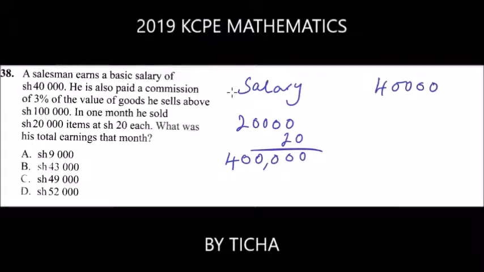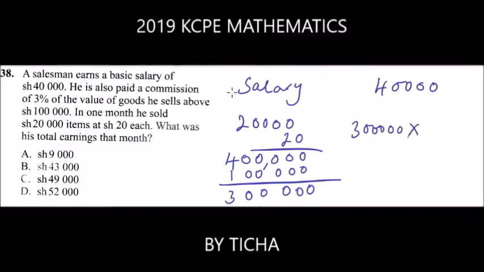So you subtract the 100,000. Anything that he sold above that, he got a commission of 3%. So this means that you get 300,000. To get the 3% commission, you divide by 100 and you multiply by 3. So that is 9,000, implying that the earning for that month was 49,000.